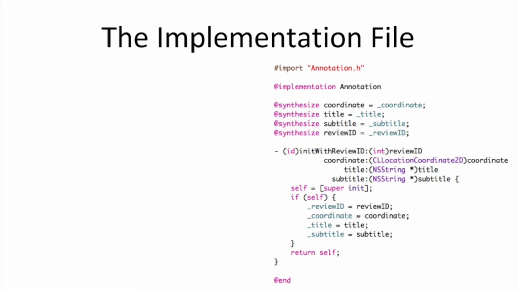And the implementation is really easy. All I've got to do is implement my constructor. You know, the usual self equals super init, if self, assign the values to the private member variables, return self. So it's not a particularly complicated class, is it?